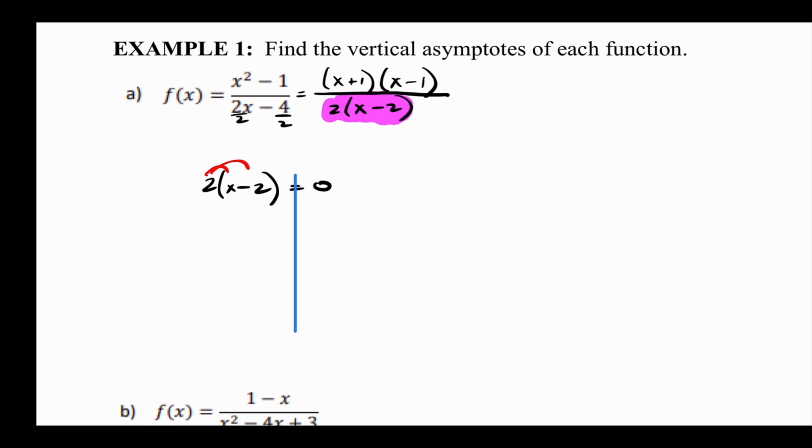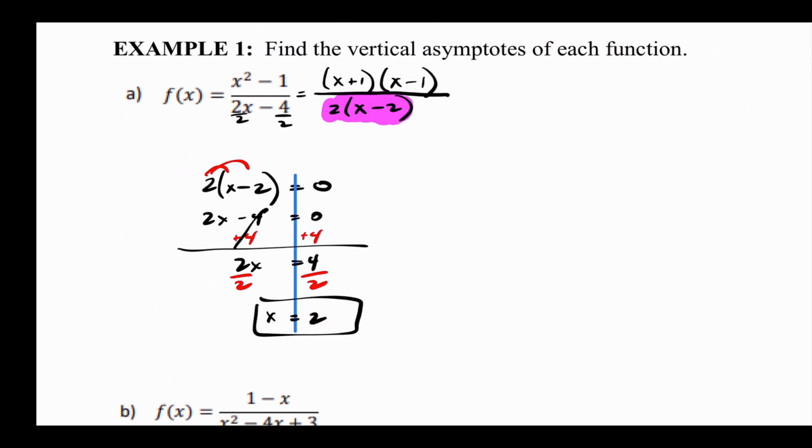Distributive property. 2x minus 4 equals 0. I'm going to add 4 to both sides. Divide by 2. x equals 2. So what that means is there's a vertical asymptote at x equals 2. So if I were to graph this guy on my calculator on Desmos, I would expect to see a vertical asymptote at x equals 2. Okay.